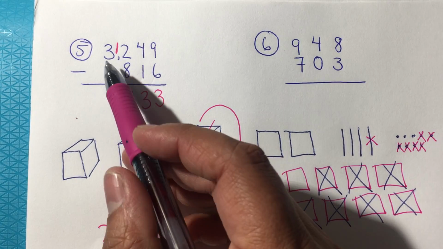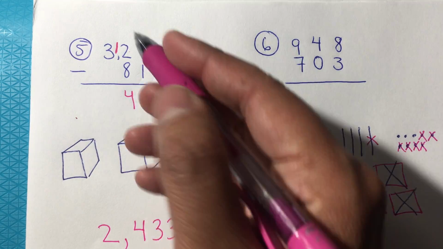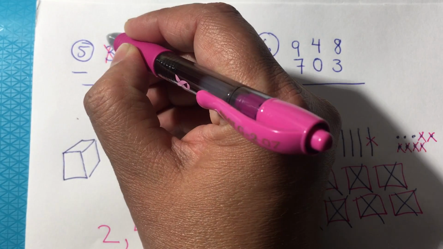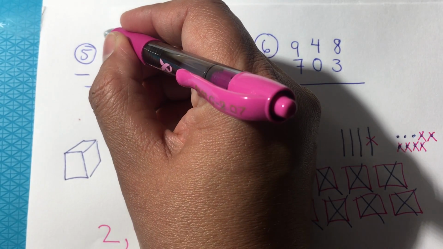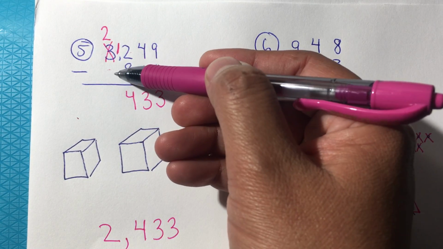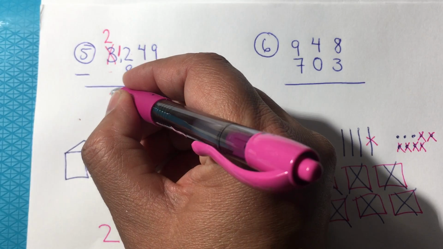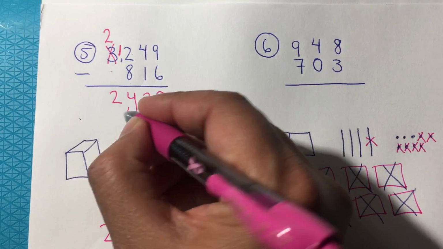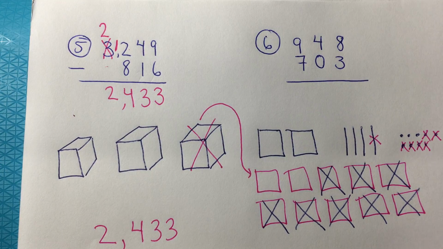Okay, for the next one, oh, I forgot to borrow. That one that I borrow, I need to take it away from the 1,000, so you just end up with a 2. Which, because we're not taking away anything, you just bring it down. 2,433.